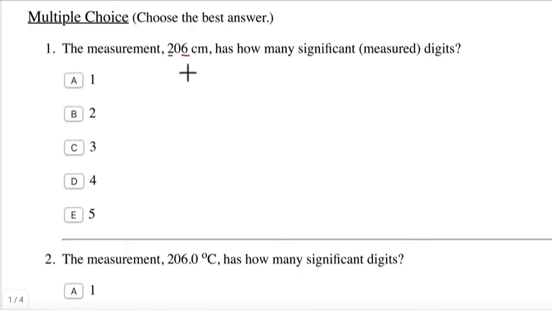So one of the rules for significant figures states that if the 0 is in between two non-zero numbers, then it is significant. So the answer to this one is 3 significant figures.